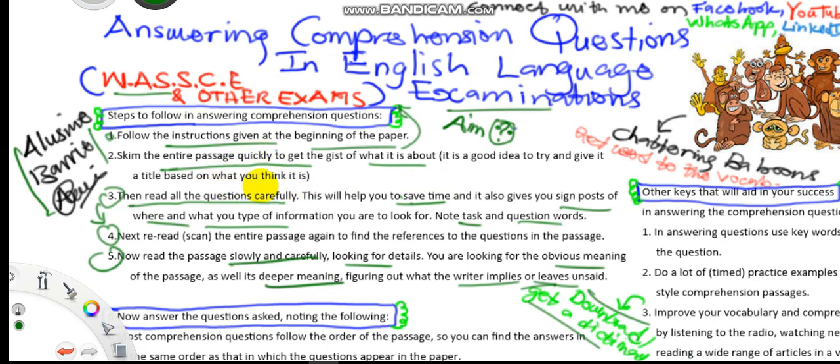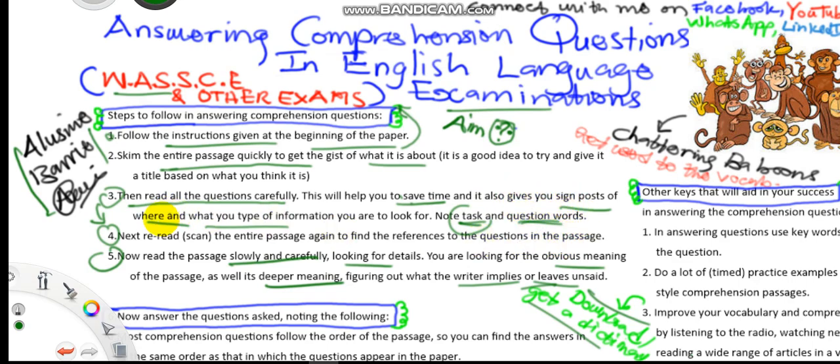So we found the general gist of the passage, and then the third step was for us to read all the questions carefully. And as we did that, I advised you to note down task and question words. Task words are words that tell you, for example, list this, name this. And question words are words that tell you the sort of information you should be looking for. Maybe they're asking for who, or what, or where.